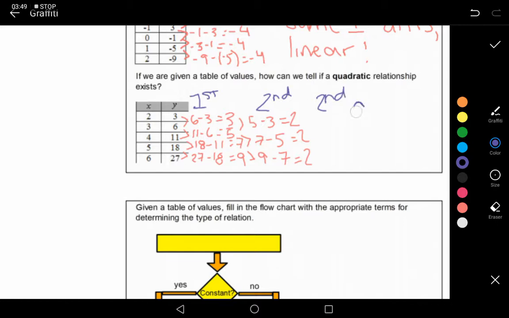So the second differences are the same. Another way to say that is they're constant. So we know that that's a quadratic relationship.